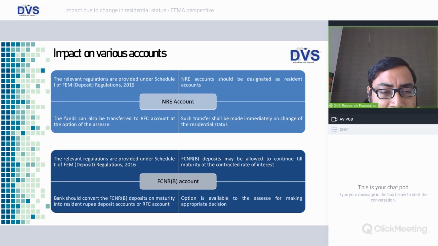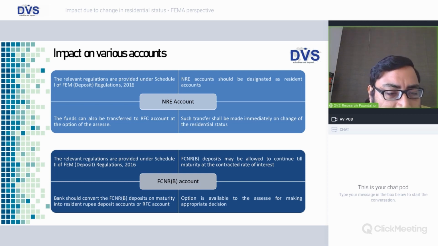Then the next level is foreign currency non-resident accounts. The difference between the NRE and the FCNR is that in the case of FCNR accounts, whatever deposit has been made shall be allowed to continue till the time of maturity at the contracted rate of interest, the same rate at which you deposited. In case of an NRE account, there is no such time limit; immediately it has to be converted. Whereas with FCNR, it is at the option of the individual: it can be continued till maturity, or if he wants to convert it to INR or move it to the RFC account immediately, he can do it. Or else it will be allowed only till the time of its maturity.